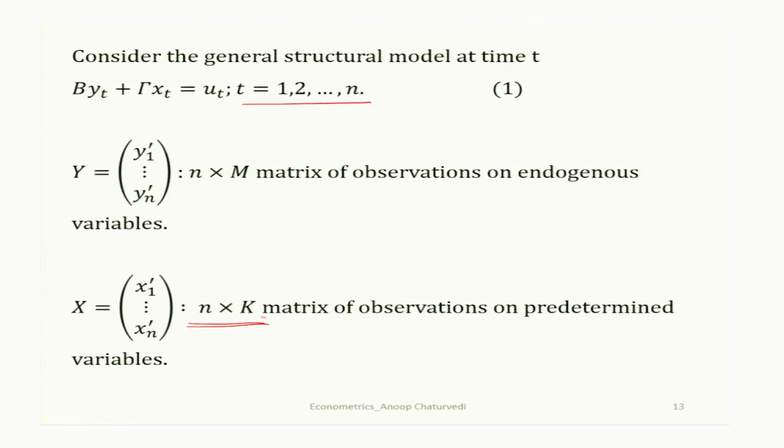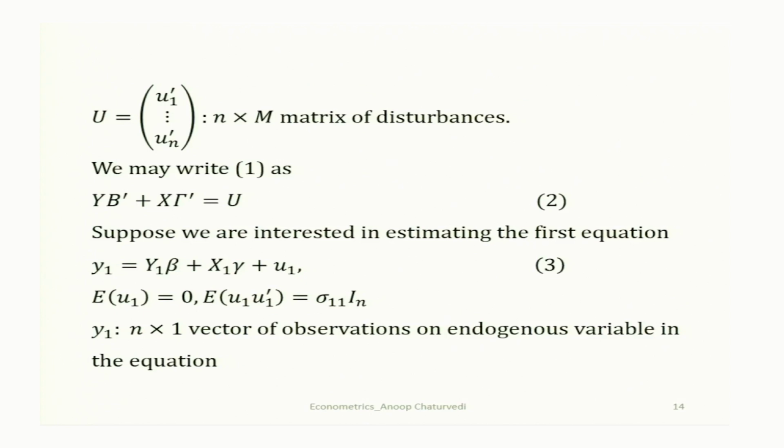So, capital X is an n cross K matrix of observations on predetermined variables. Then we define capital U equal to U 1 transpose, U 2 transpose, and so on up to U n transpose. Now, each U t is of order m cross 1, so U t transpose is of order 1 cross m. So, capital U is of order n cross m.